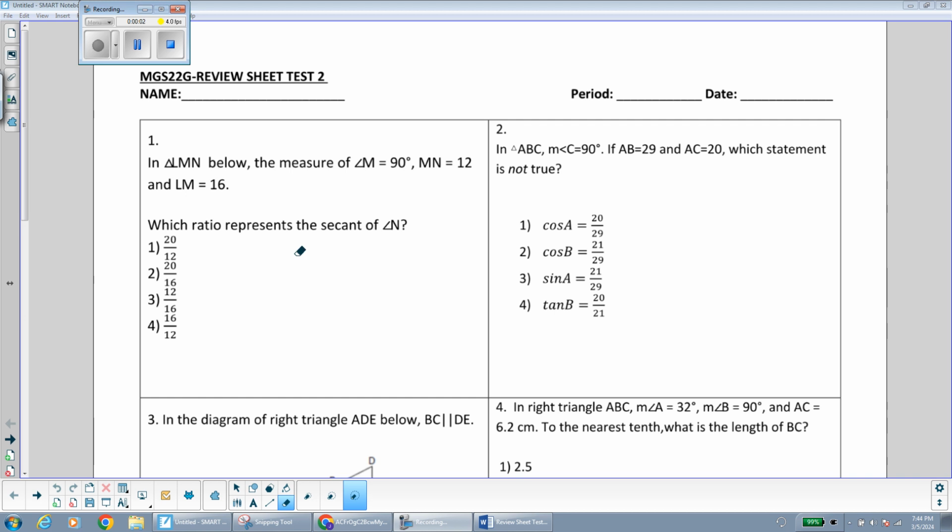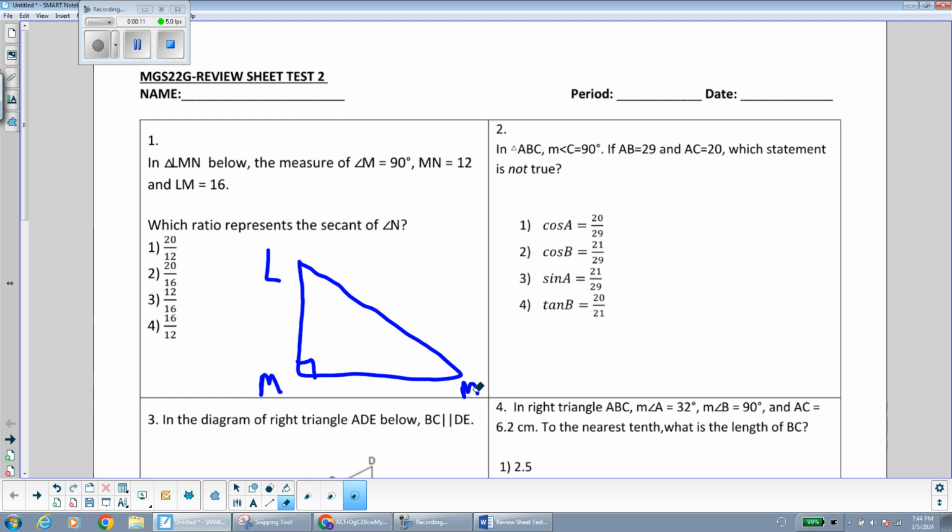In question number 1, we have triangle LMN, and they tell us that angle M is 90 degrees. They tell us that MN is 12, and that LM is 16. And we need the ratio of secant of angle N.